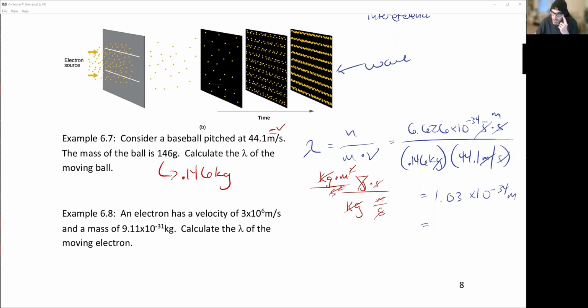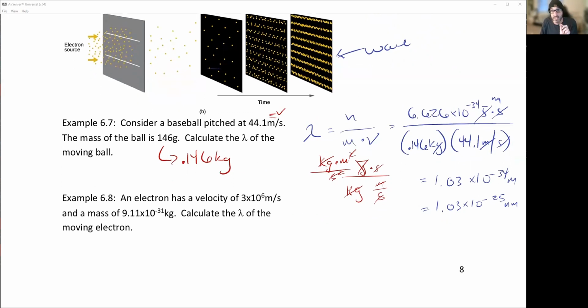So let's convert that to nanometers. Times 10 to the 9th, you're going to end up with 1.03 times 10 to the negative 25th nanometers. That's a very tiny number. That's super energetic, way, way too energetic. So this is too short to observe.